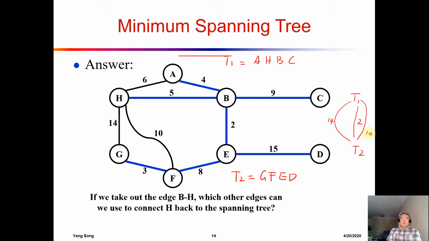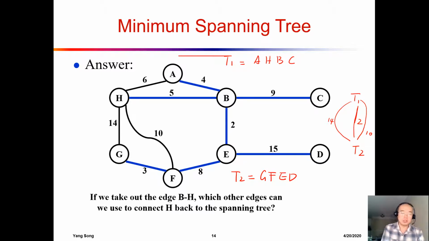Okay, so the point is, if we separate the tree 1 and the tree 2, or T1 and T2, we can see there are three possible ways to connect T1 and T2, right? Okay, and then what do we do? We want to do a minimum spanning tree. So we have to pick the one with the lowest cost, and the lowest cost will be from B to E.